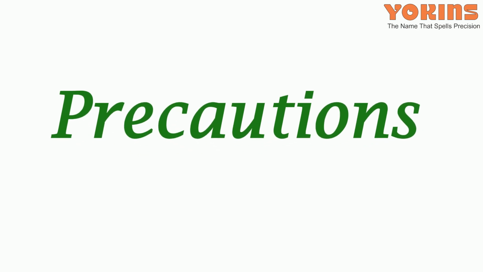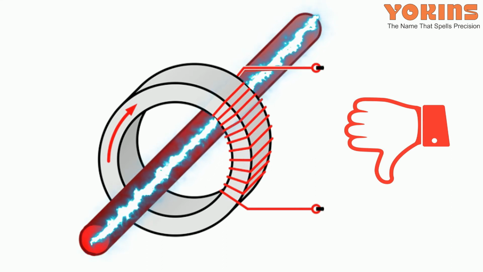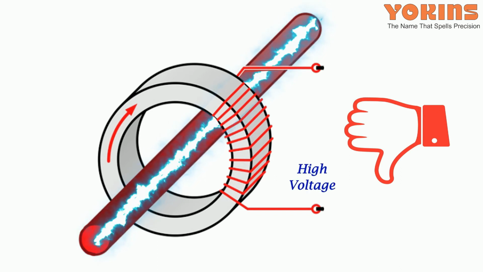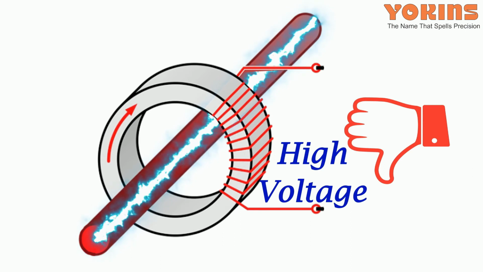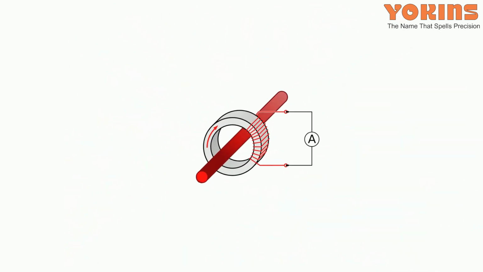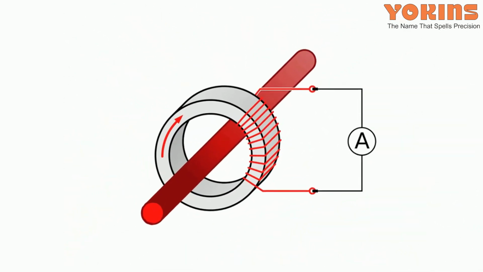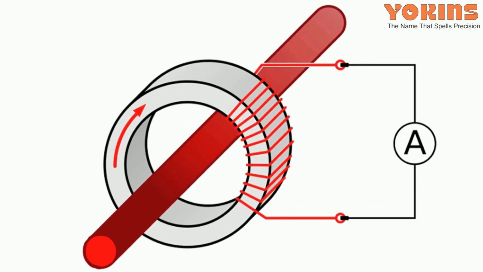Precaution while using a CT. We should never keep the secondary terminals of a CT open in a running circuit wherein primary current is flowing through the CT. If the secondary is open, then a very high voltage will be developed on the secondary side of the CT, which will saturate the core and the CT can even blast. So the secondary of the CT should not be kept open. We should either connect it to a meter or short both the terminals together.